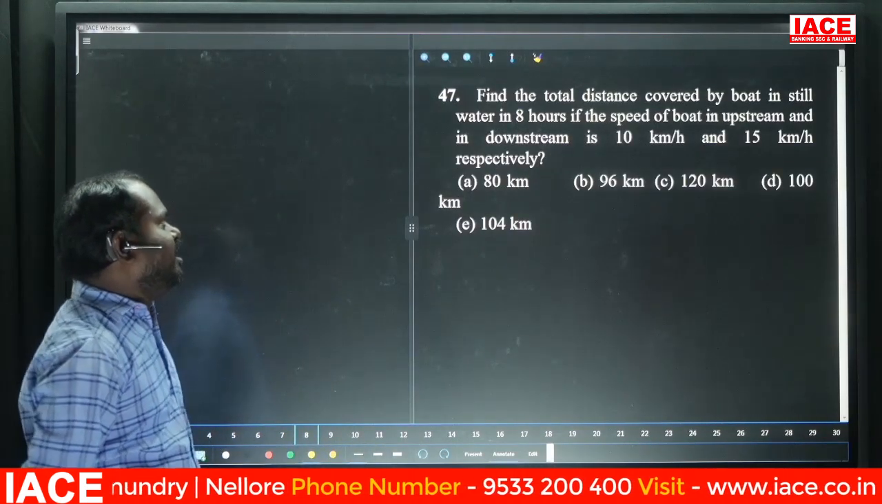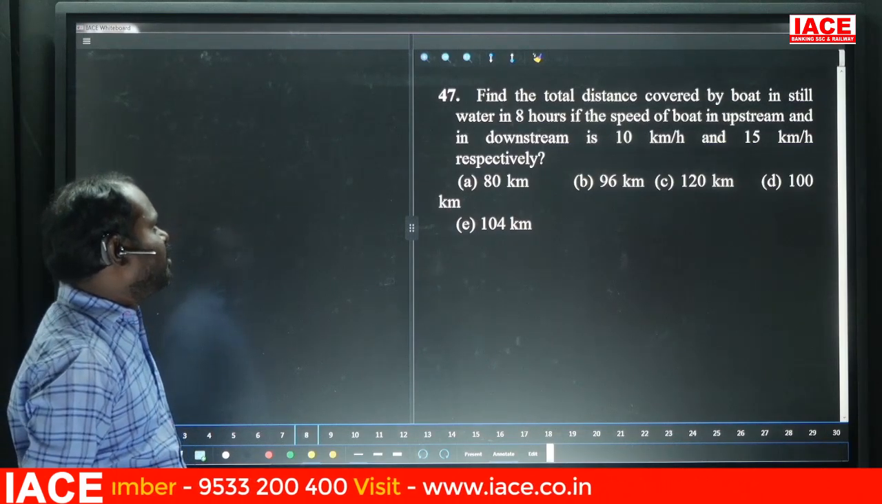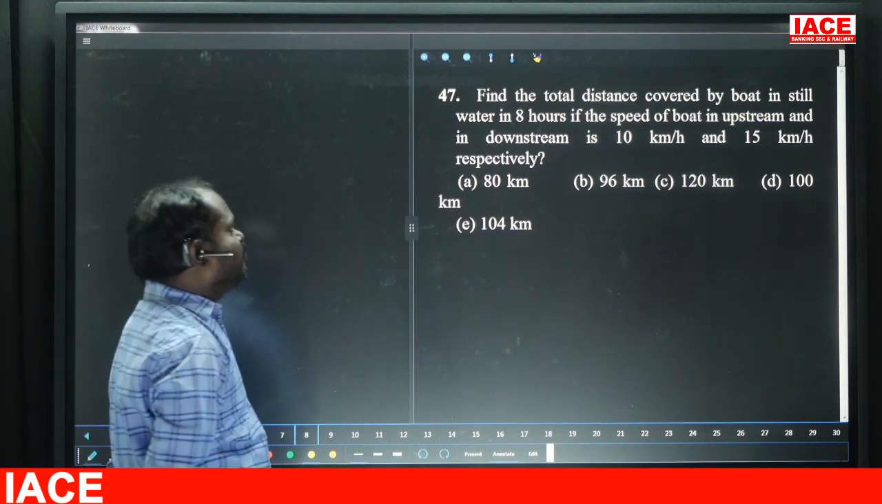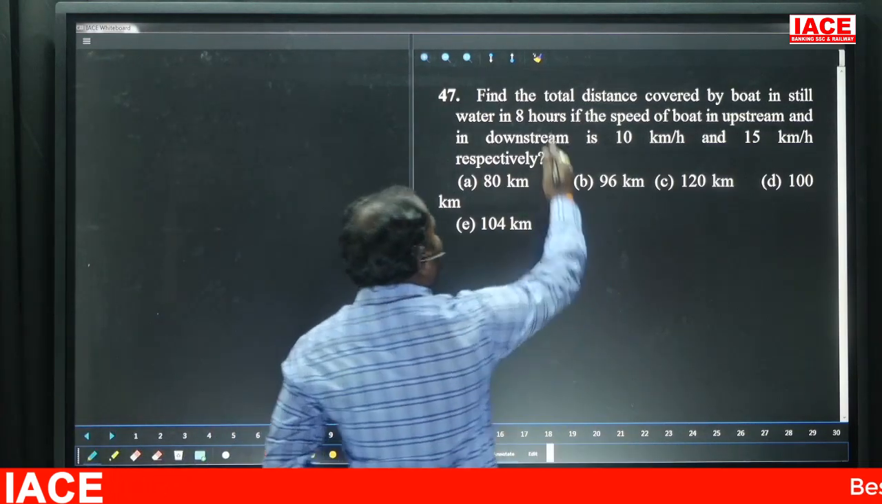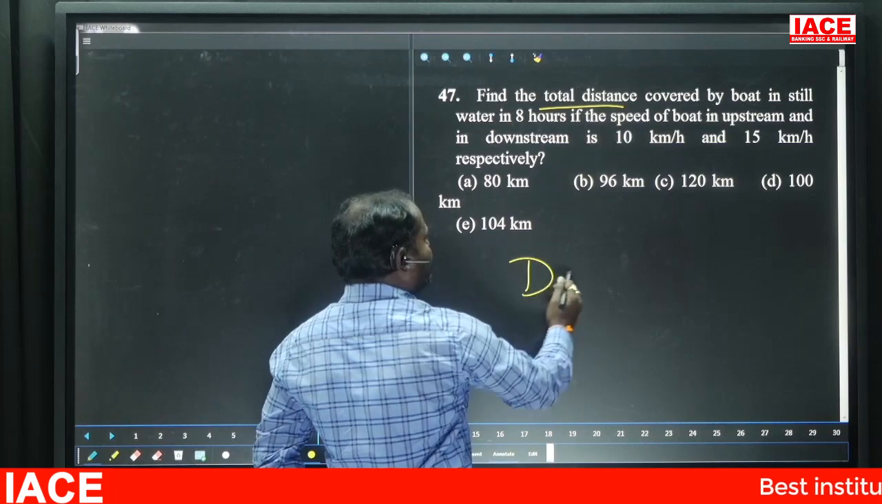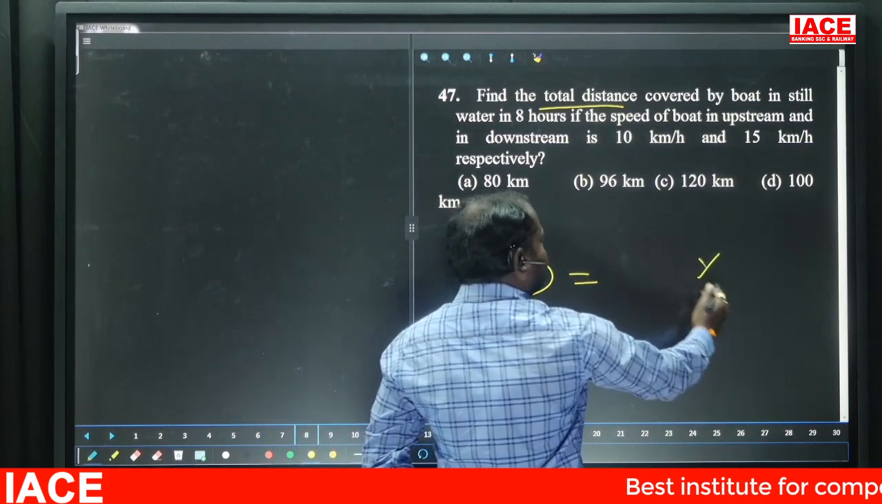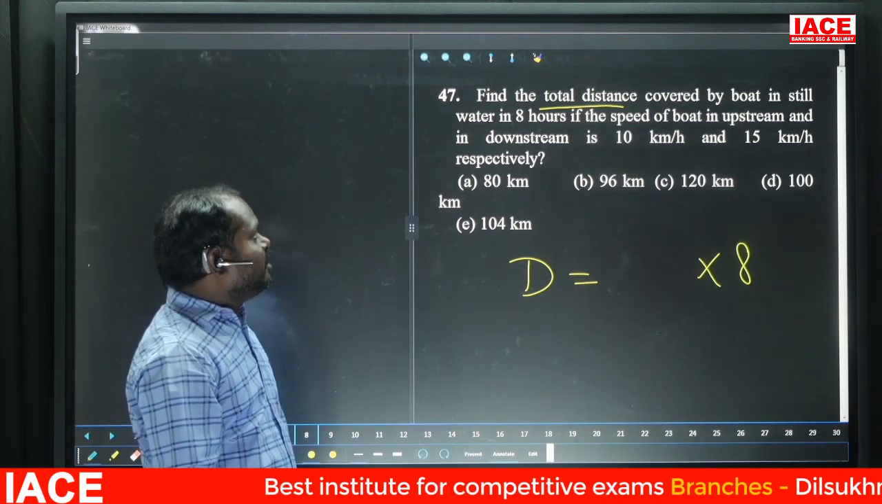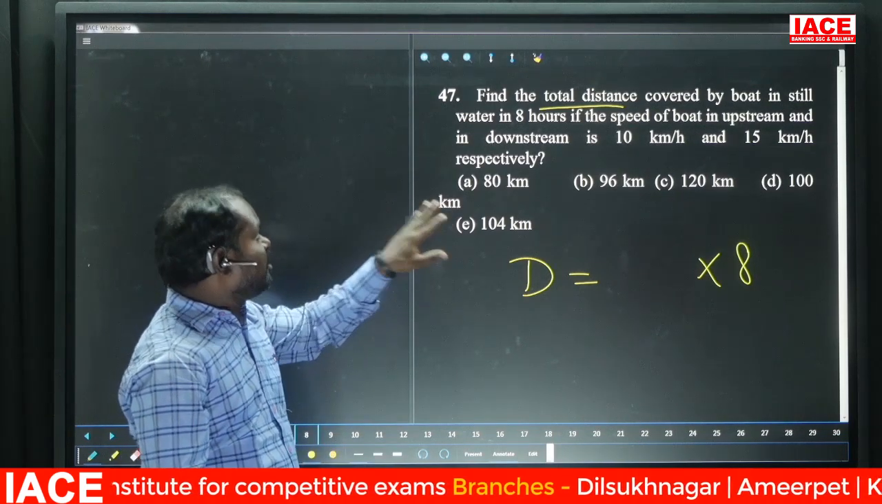total distance covered by a boat in still water in 8 hours. The speeds of the boat upstream and downstream are 10 and 15. The question is asking for the total distance. Distance is speed into time. Time is clearly given as 8 hours. Speed means we need the speed of the boat in still water.